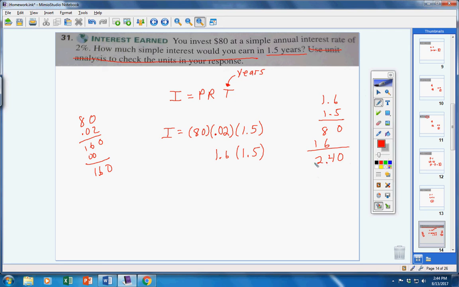So there you go. You made a whopping, and yes, I'm being sarcastic, you made a whopping $2.40 interest, okay? So you started off with $80, and now you have $82.40, okay? So the interest you earned, the extra money you earned in 1.5 years was $2.40, okay? Alright, moving on.